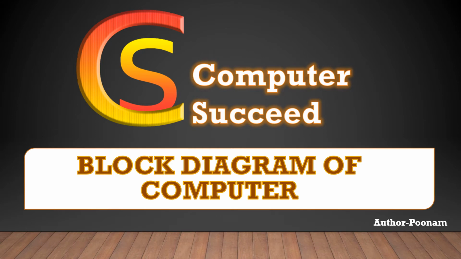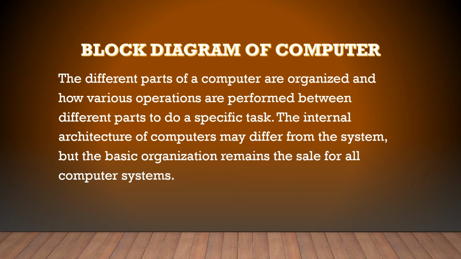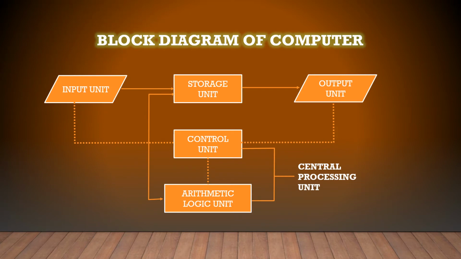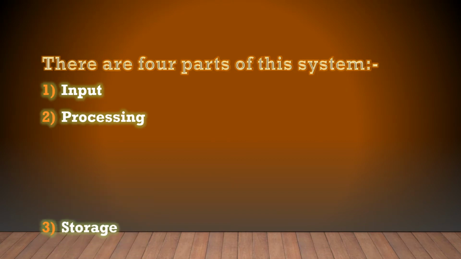In this video, we are going to discuss the block diagram of computer. The block diagram shows how the different parts of a computer are organized and how various operations are performed between different parts to do a specific task. The internal architecture of computers may differ from system to system, but the basic organization remains the same for all computer systems. So this is a block diagram of computer. We can also say computer organization. There are four parts of the system: input, processing, storage, output.